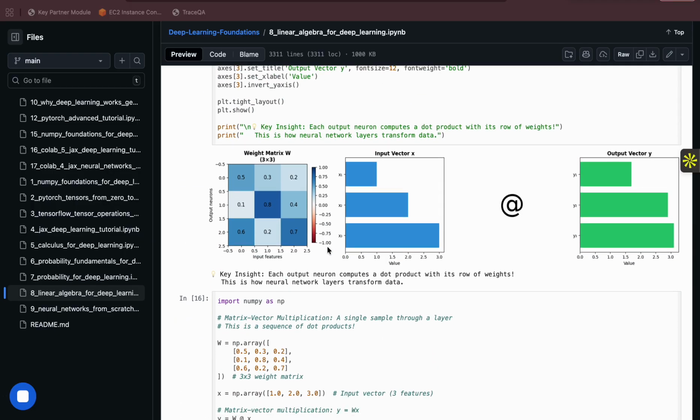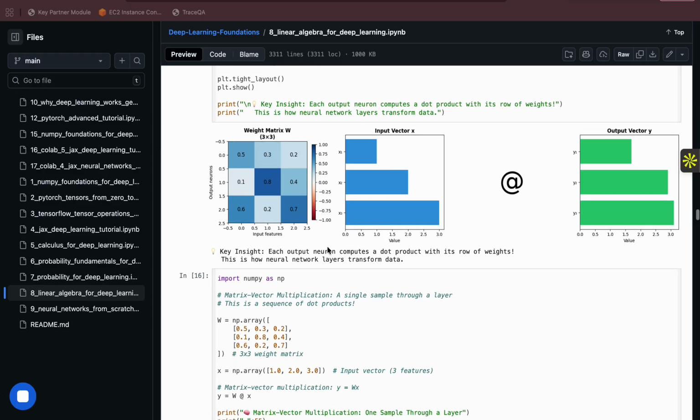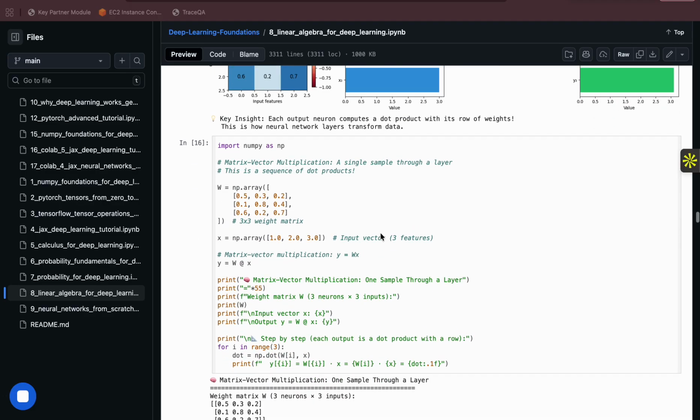This is a visualization of a matrix-vector multiplication showing the weight matrix, input vector, and output vector. So the plots demonstrate how each output neuron computes a dot product with its weight row.